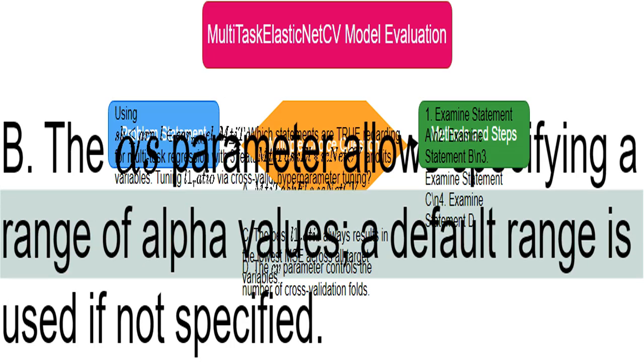Statement B says we can provide a range of alpha values for the model to explore. If we don't, it uses a default range. Alpha controls the overall strength of regularization. I'll confirm this by consulting the documentation.